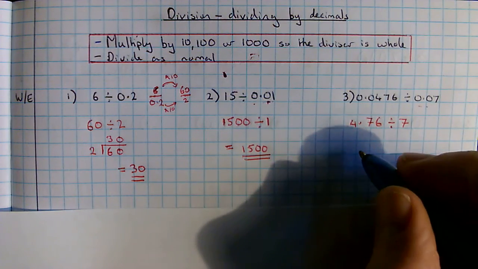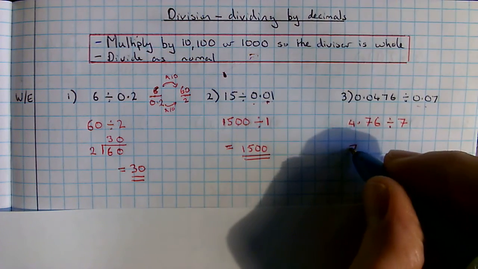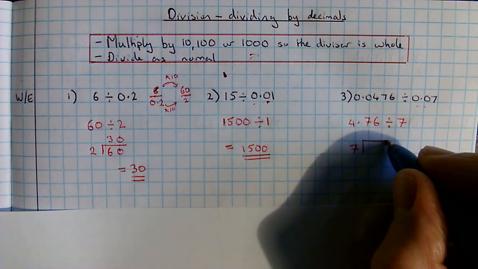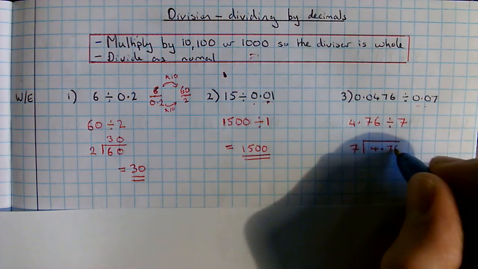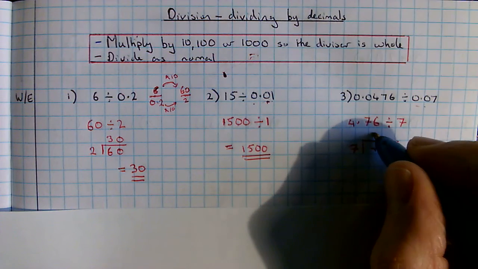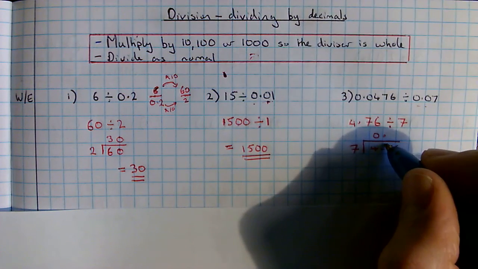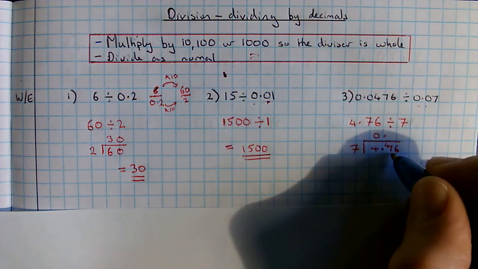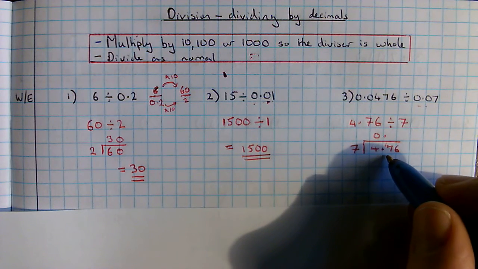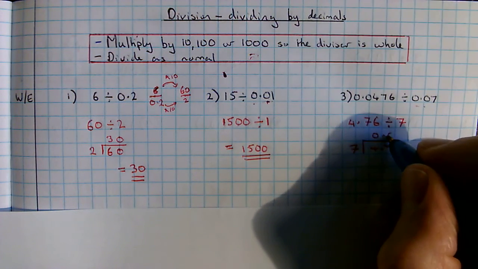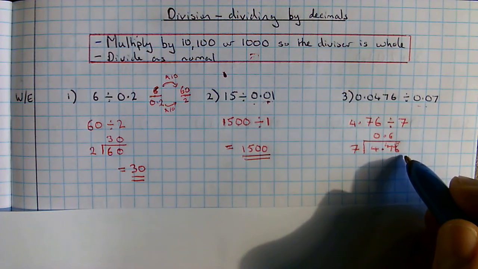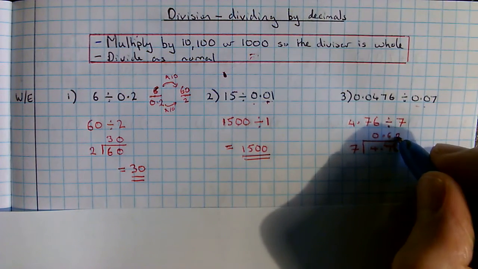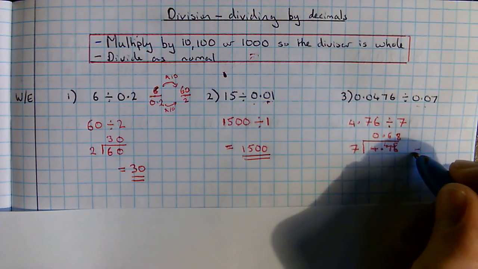So now I can set it up as a bus stop method, and exactly like we did in the last unit, just make sure my decimal point is aligned. 7 into 4.76, well, 7 goes into 4 0 times, remainder 4. 7 into 47, well, 7 goes up to 42 6 times, remainder 5. 7 into 56 goes 8 times. So my answer is 0.68.